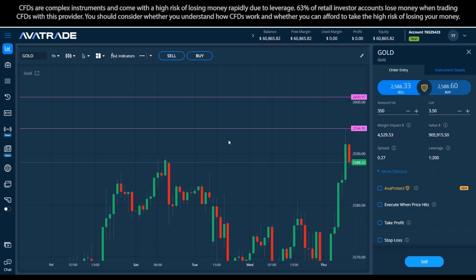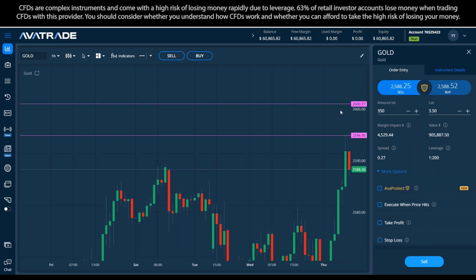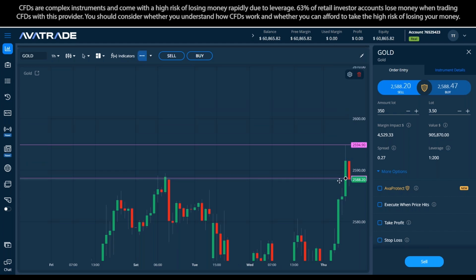So I kind of like the idea of maybe being patient to see if gold will pull back down further to a price I might like better to then buy from in the direction that the fundamental news kind of says this should go, which is up, okay?